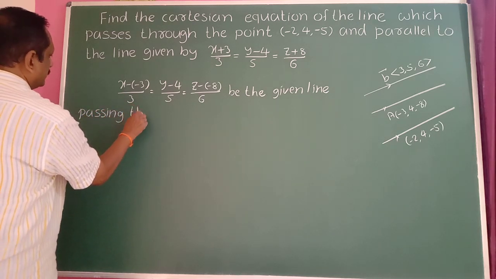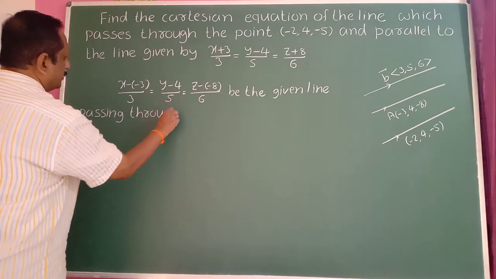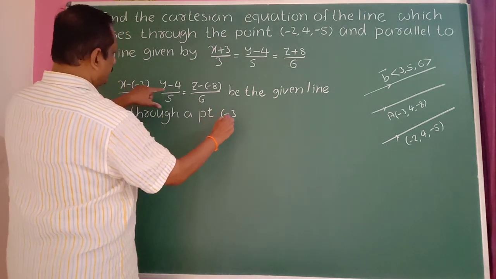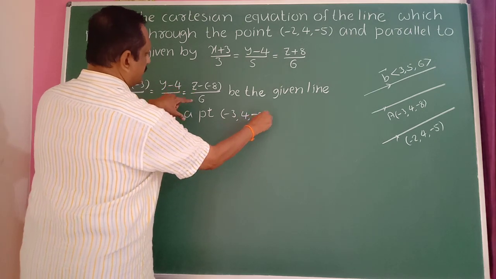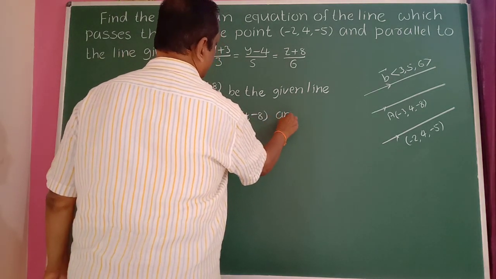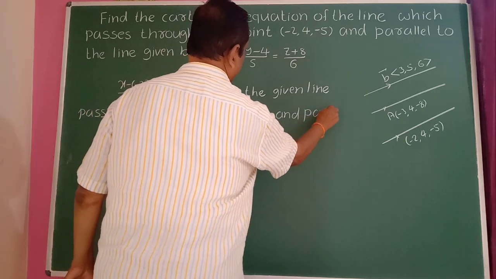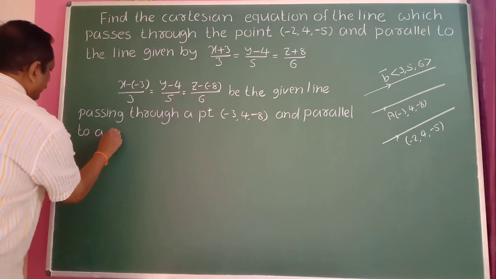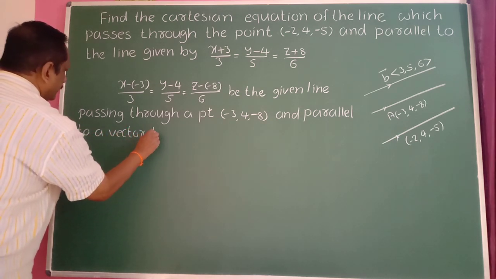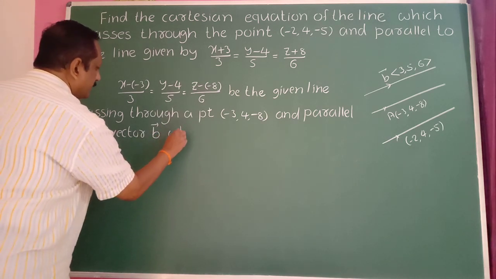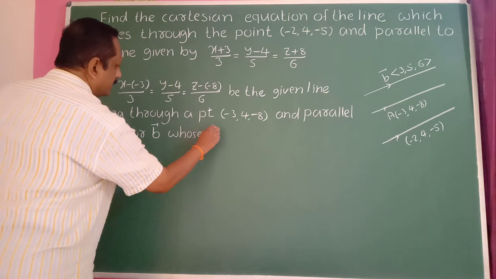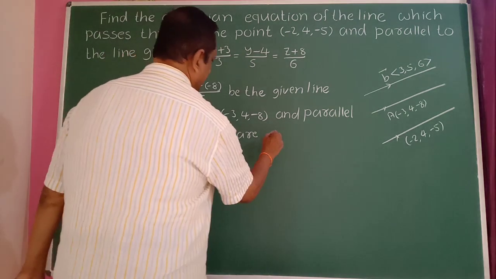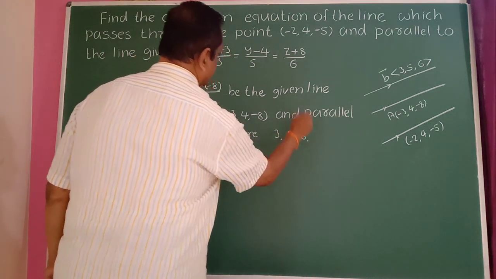The given line is passing through a point -3, 4, -8, and parallel to a vector b bar whose direction ratios are 3, 5, 6. So 3, 5 and 6.